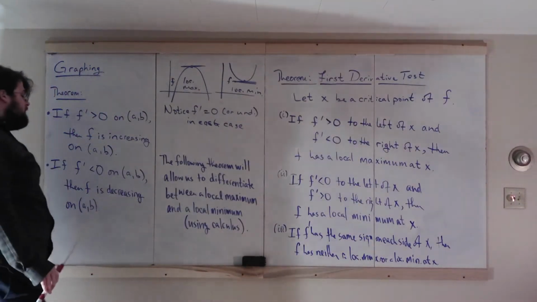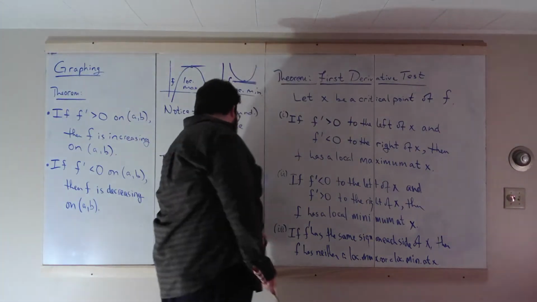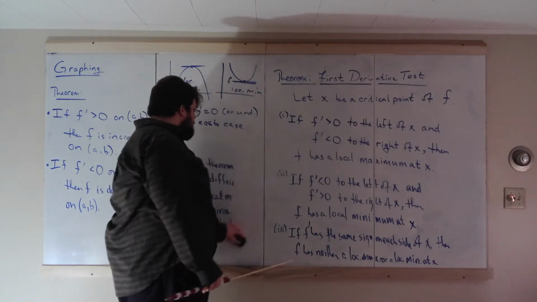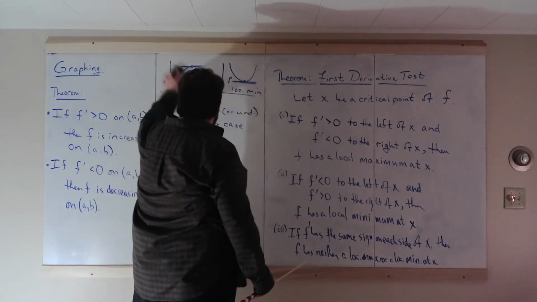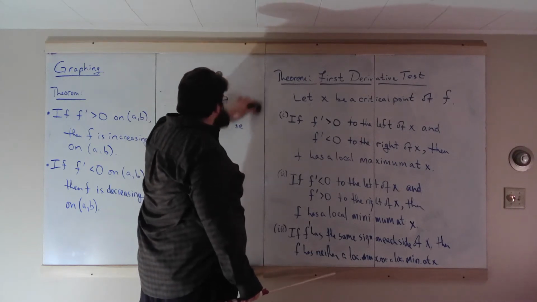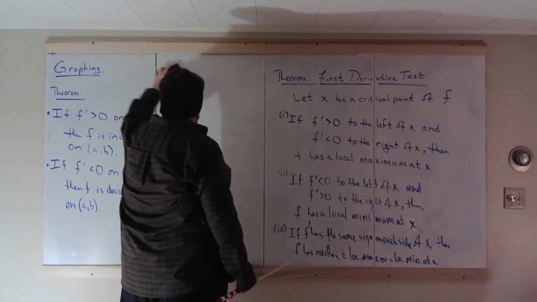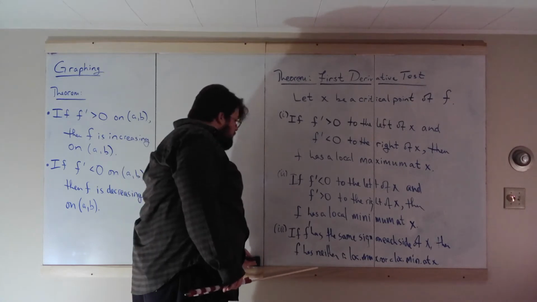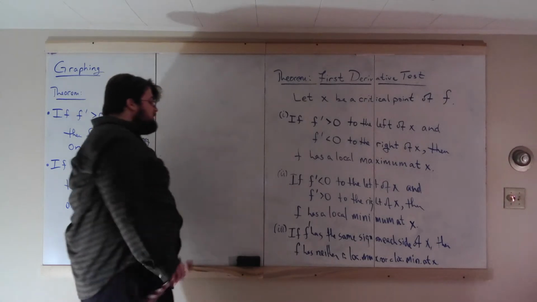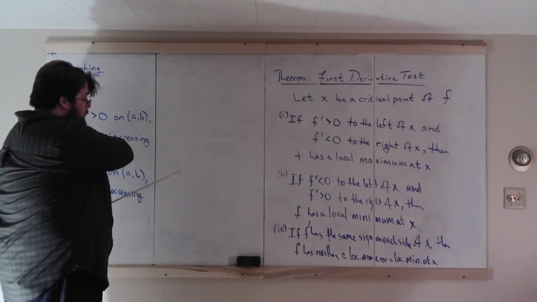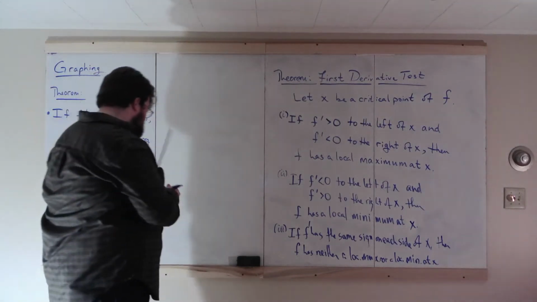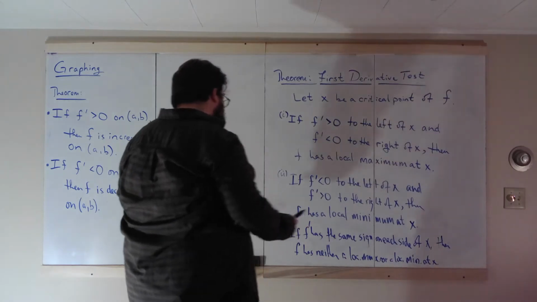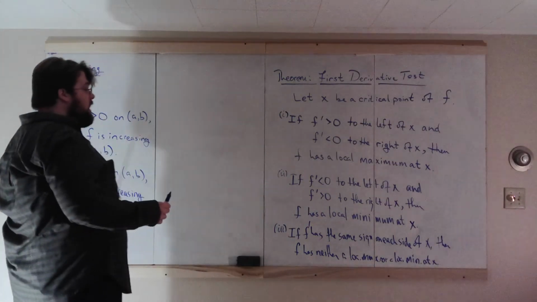And finally, the third part. In these two examples, we went from positive to negative, negative to positive. What if we had a situation where we went from positive to positive or from negative to negative? Well, if f prime has the same sign on each side of a critical point, then f does not have a local maximum and f does not have a local minimum. That says f has neither a local max nor a local minimum at x.